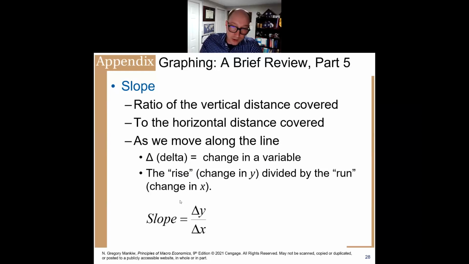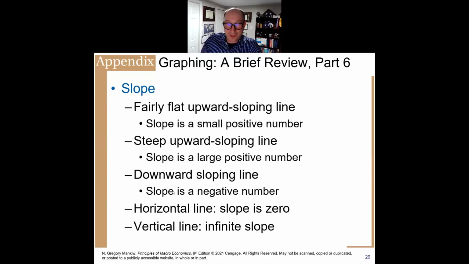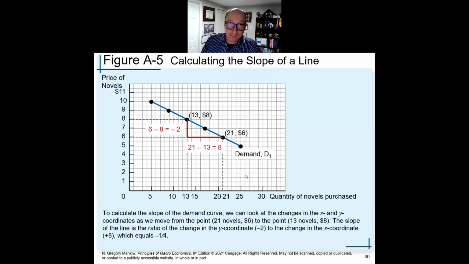Hopefully you learned this already in the statistics course. If not, you'll learn it here, and then you'll also learn it in the statistics course. The demand curve is always going to be downward sloping to the right. The supply curve is always going to be upward sloping and to the right. If it's horizontal, the slope is 0. If it's vertical, the slope is infinite. There are some instances where that might be the case for either supply or demand, and I'll show you some examples as time goes on.